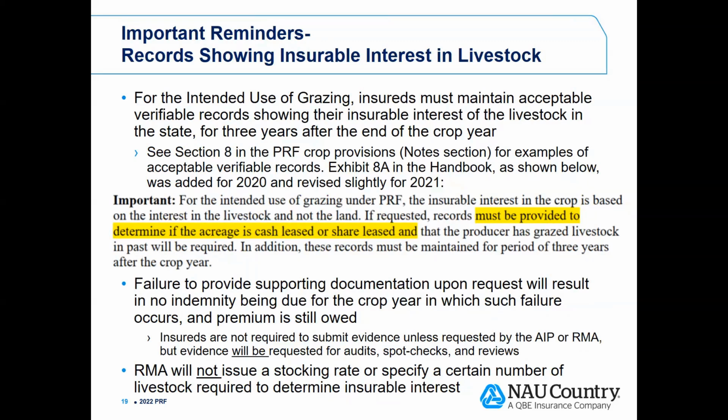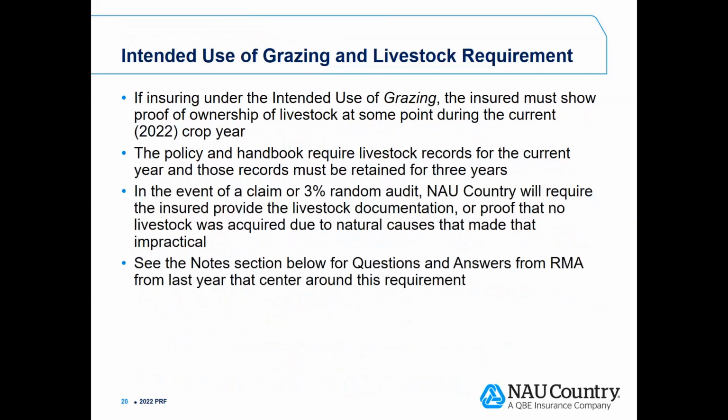RMA is not going to give us a stocking rate. They don't want to say that Bessie the milk cow will qualify, but they're not giving us a stocking rate. So if you can prove ownership of livestock, not just cattle, at some point in the year, then you can have the PRF policy and you'll meet their livestock qualification standard. The intended use is grazing and livestock requirement. If insuring on the intended use of grazing, you have to show that you have ownership in livestock at some point in the year. We hit on that a little bit.